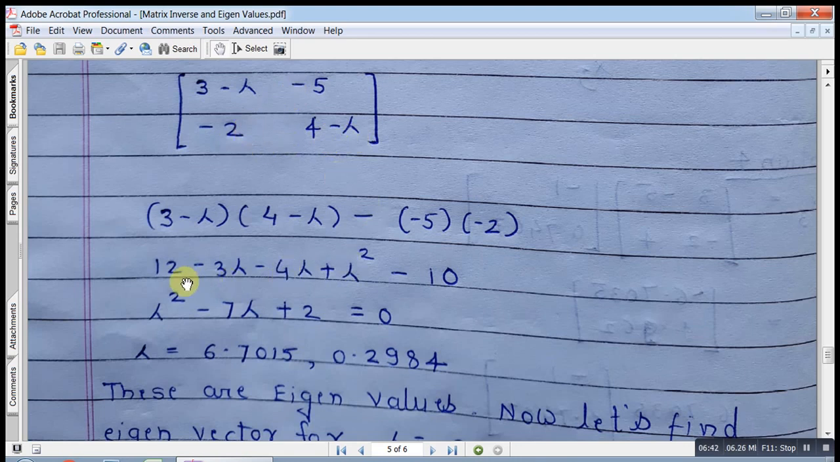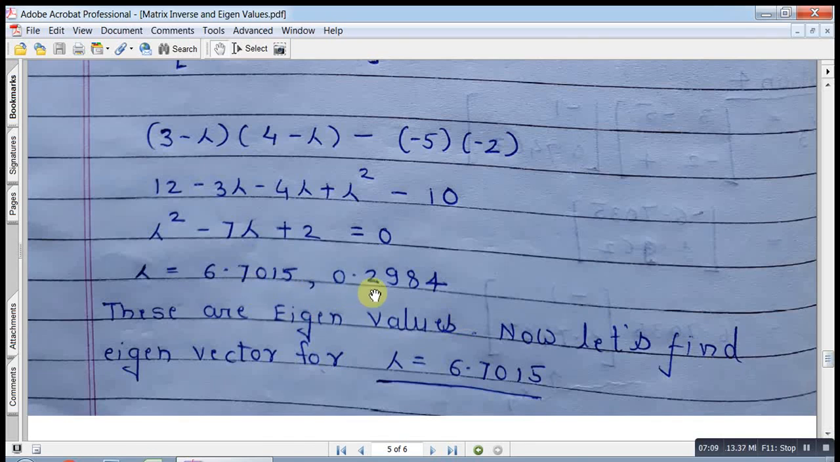The power is 2, so we will get 2 values. So lambda will be 6.7015 and the other one is 0.2984. These are the two eigenvalues. The highest eigenvalue between these two is 6.7015. Now let's calculate the eigenvector for this value, that is lambda is 6.7015.